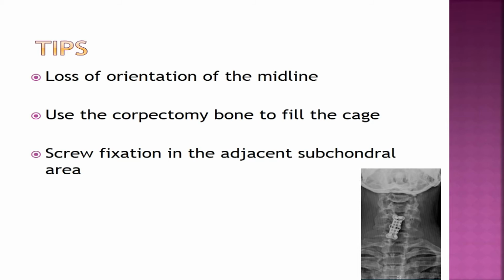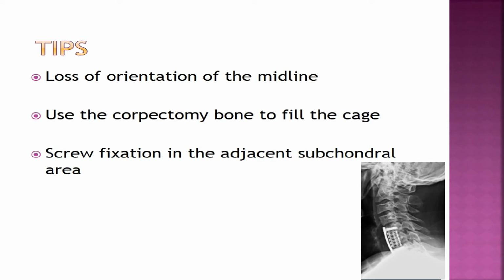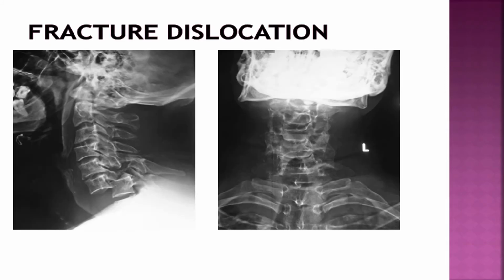It's important that the screw fixation be limited to the adjacent subchondral bone, because if the plate extends further into the disc space above, it interferes with the nutrition of the disc above and can cause subsequent failure of the disc above. Therefore, a shorter plate construct, limited to the inferior part of the vertebral body above and the superior part of the vertebral body below, is ideal when you are doing plating, especially in the anterior cervical spine.